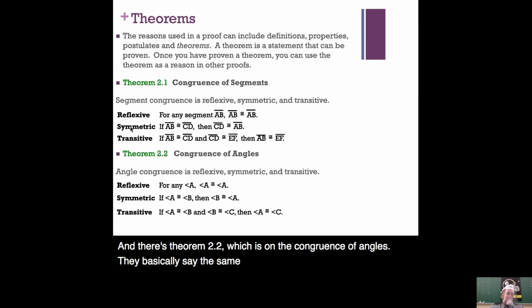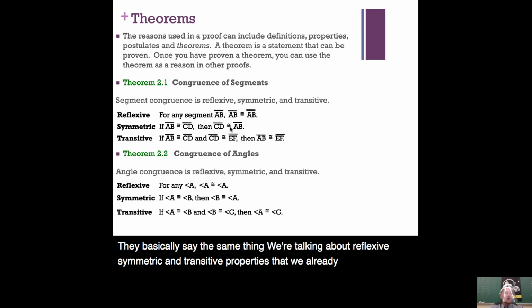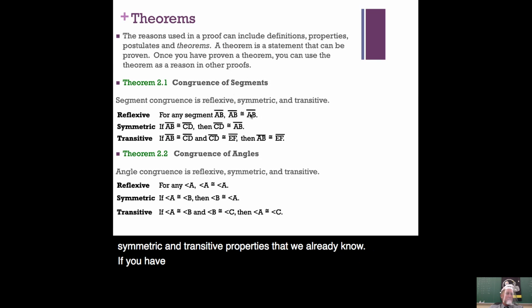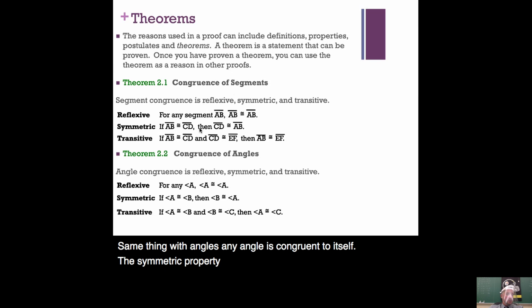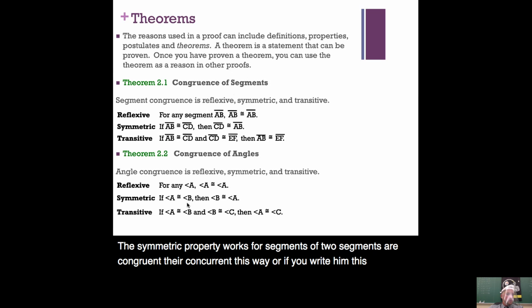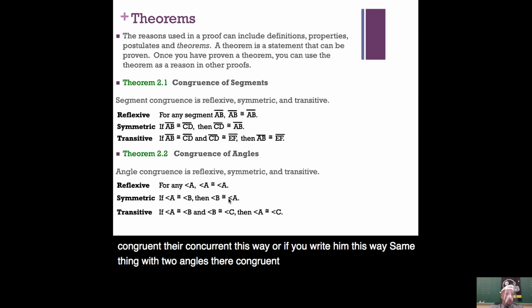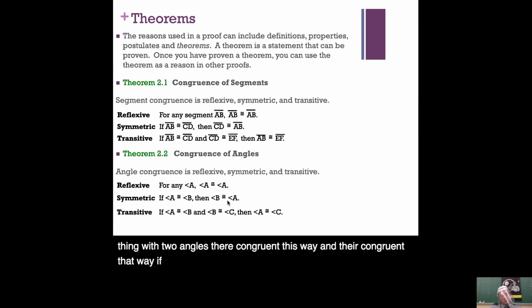We're talking about the reflexive, symmetric, and transitive properties that we already know. If you have a segment, it's definitely congruent to itself. That's the reflexive property. Same thing with angles. Any angle is congruent to itself. The symmetric property works for segments. If two segments are congruent this way, they're congruent if you write them the other way. Same thing with two angles. They're congruent this way, and they're congruent that way if you reverse it.